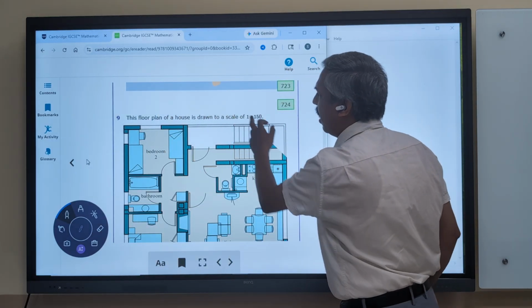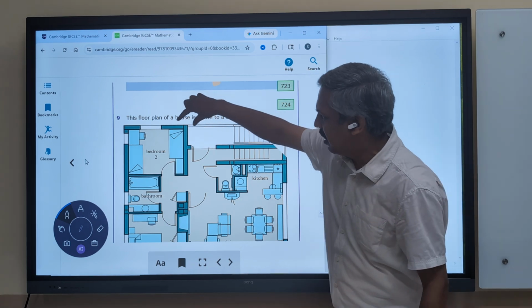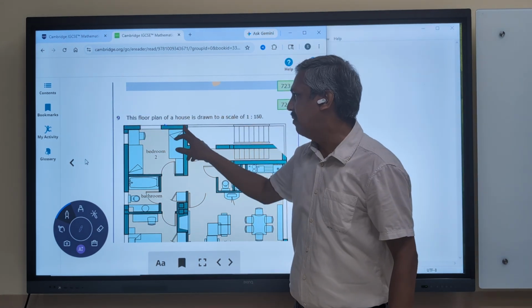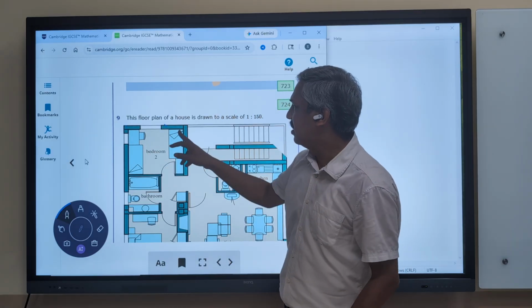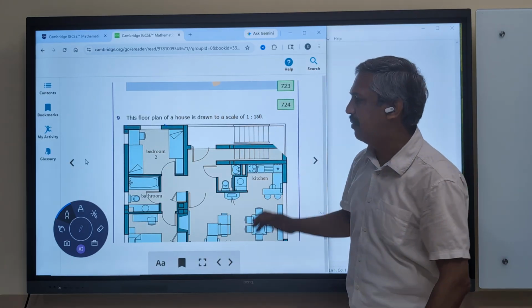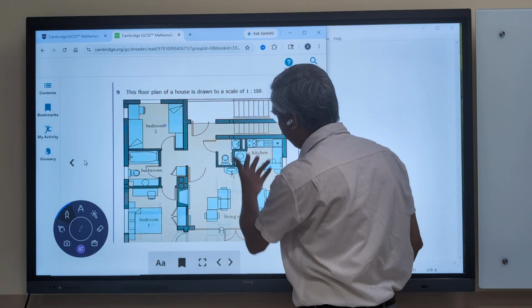This floor plan of the house is drawn to a scale of 1:150. So what is 1 centimeter here? Obviously the bedrooms cannot be having 6 centimeter of width. No one sleeps in that distance. So 6 is multiplied by 150, and this will be the actual measurement. So whatever we take, it is multiplied by 150.